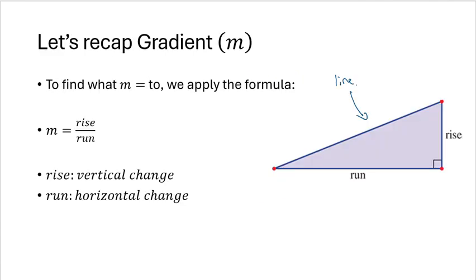Now let's just recap quickly on what the gradient is, okay? So when you typically find what the gradient is, you use this formula here, m equals rise over run. And rise and run are the vertical change and the horizontal change right there. Now, as you can see, I've already labeled some stuff here. In this right angle triangle, we can see the horizontal distance is just the run, which we know. The rise is the vertical change, the vertical distance.